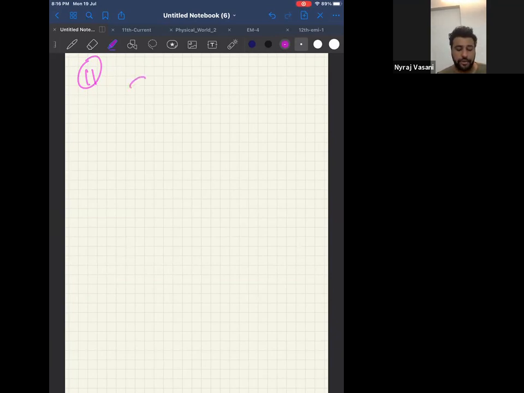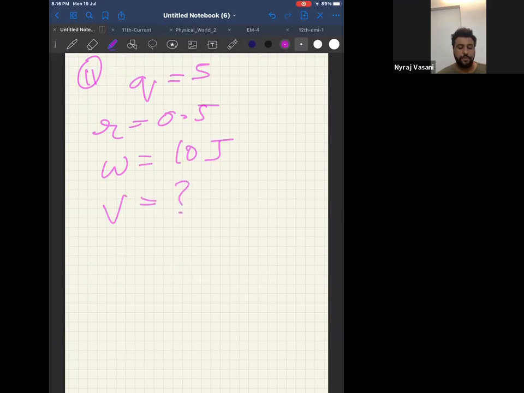A charge of 5 coulomb is given a displacement of 0.5 meter. The work done in the process is 10 joule. The potential difference between the points will be? I think one data is a dummy data. You don't need to use it if you know the right formula.